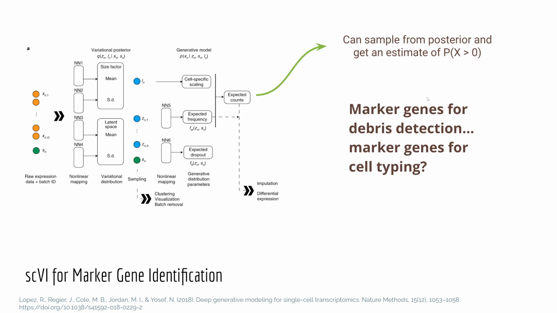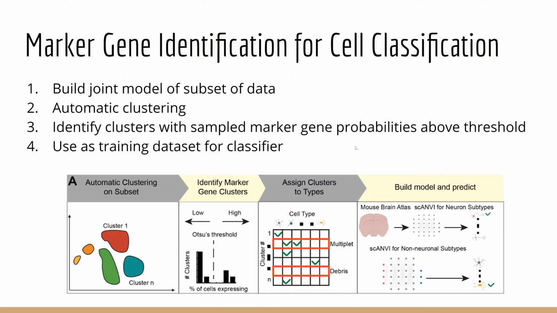And coincidentally, you can also use the same exact strategy for determining marker genes for cell typing, which is a nice freebie. So we have this pipeline now that does clustering on a subset of the data, and it then determines which clusters have marker genes based on this probability x greater than 0. And you can then identify which clusters are multiplets because of expression of multiple marker genes, which clusters are debris because of expression of no marker genes, and which clusters are the cell types that you're interested in based on expression of their specific marker genes.